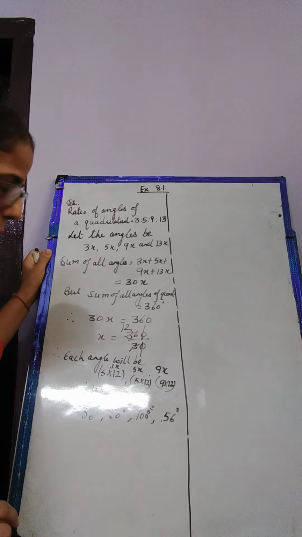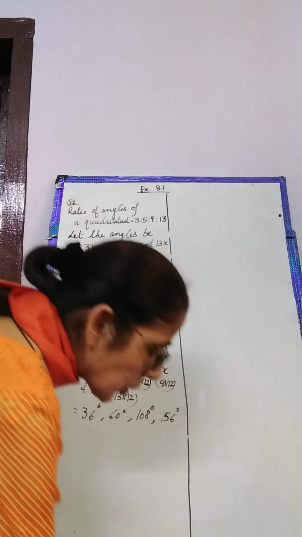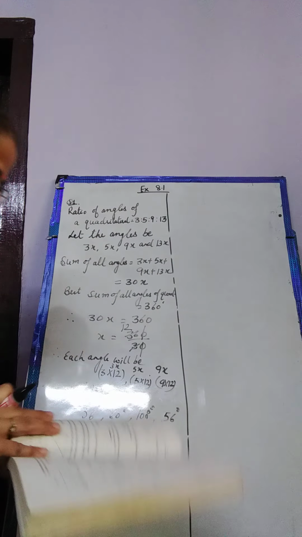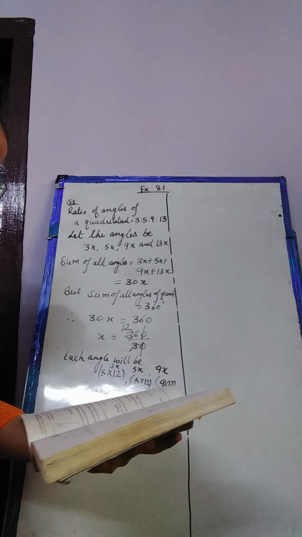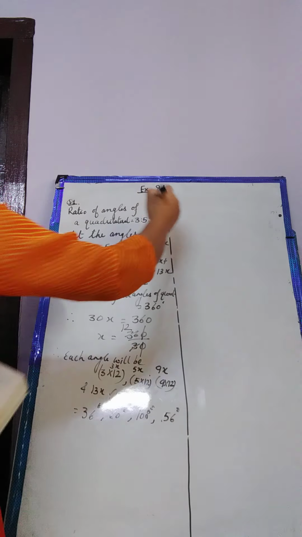Now let us do question number 2. I hope you have understood this question. Question number 2 is, if the diagonals of a parallelogram are equal, then show it is a rectangle.